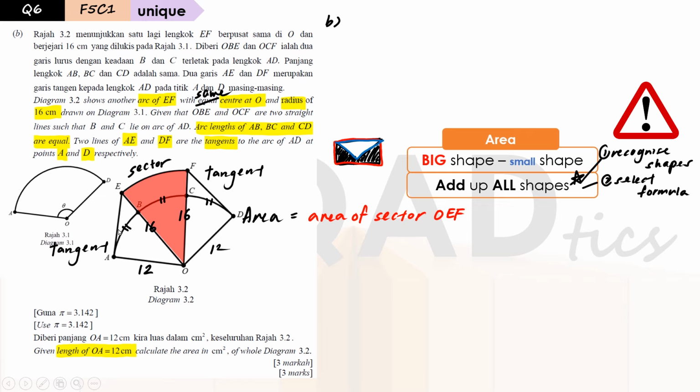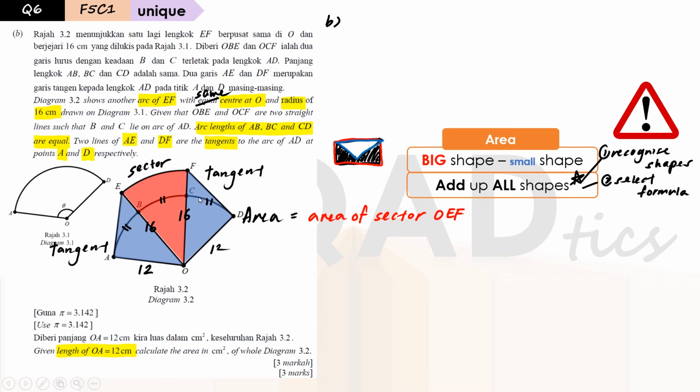Okay, if you look outside of the diagram a bit, if you look at the entire diagram here, actually if you combine this sector and this small part here, it is actually inside the triangle here, right? So we can use the area of a triangle to help us find out the total area of the sector here and this small part here.